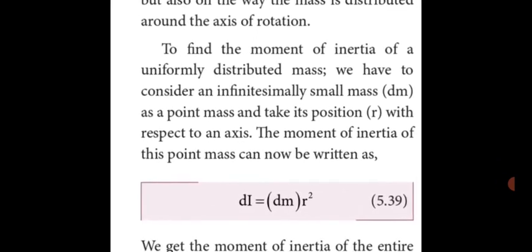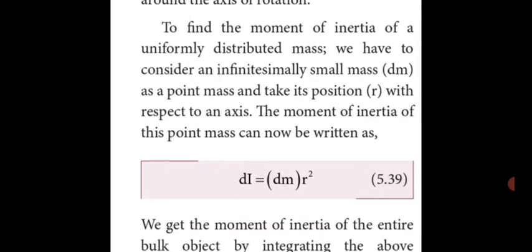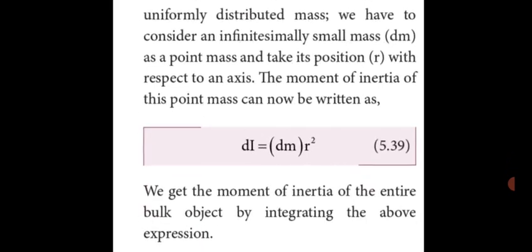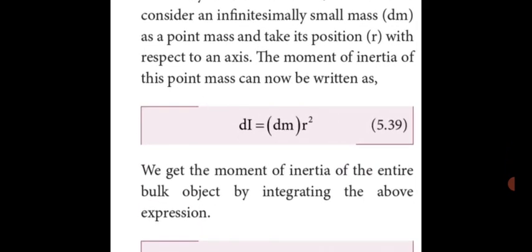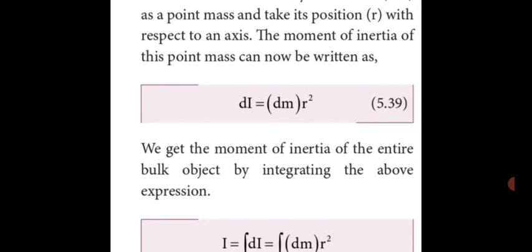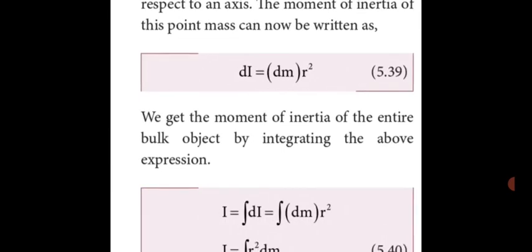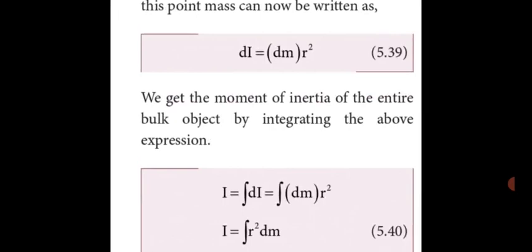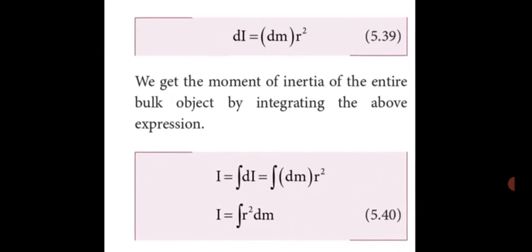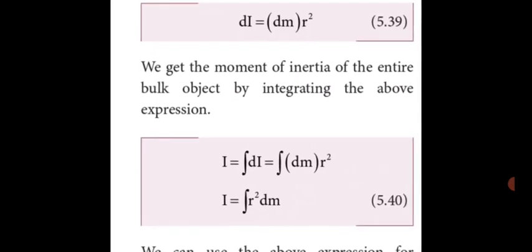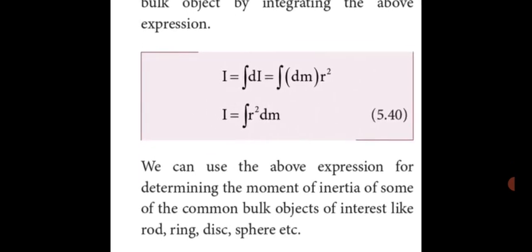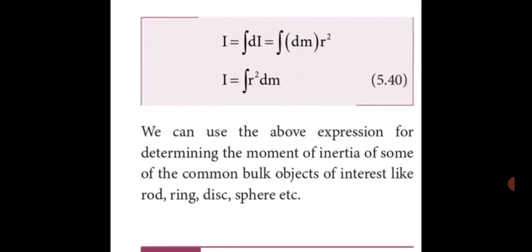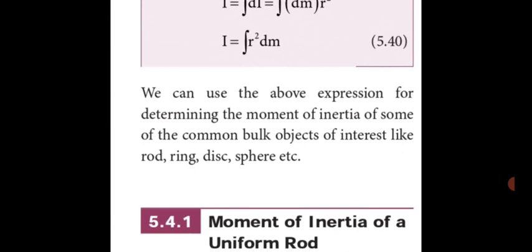So to find the moment of inertia of a uniformly distributed mass, we consider an infinitesimally small mass, dm, as a point mass, and take its position r with respect to an axis. The moment of inertia of this point mass can be written as dI equal to dm r square, because it is a very small mass. For the entire bulk object we have to take the integration. By integrating the above expression, I is equal to the integral of dI, that is the integral of r square dm.